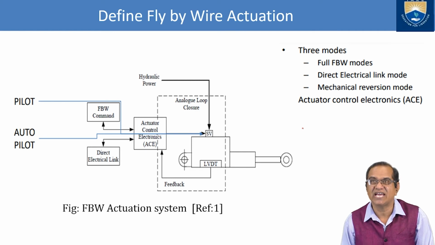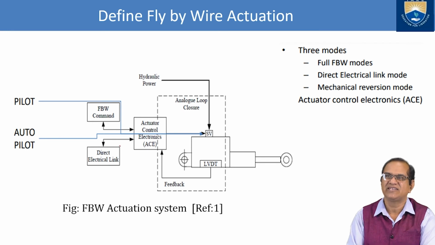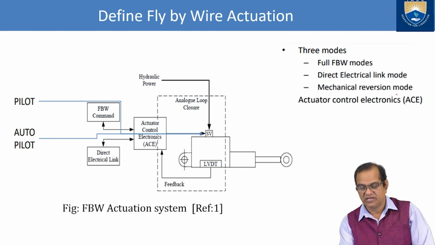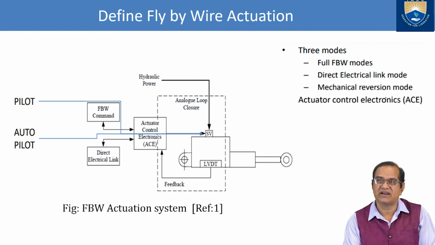Define fly-by-wire actuation system. Here we can see that there are three modes of this: full FBW mode, direct electrical link mode, and mechanical reversion mode. So the pilot has to select which mode they want to operate the aircraft. If it is full FBW mode, the pilot need not do anything.